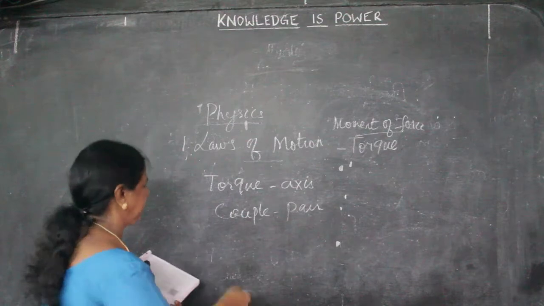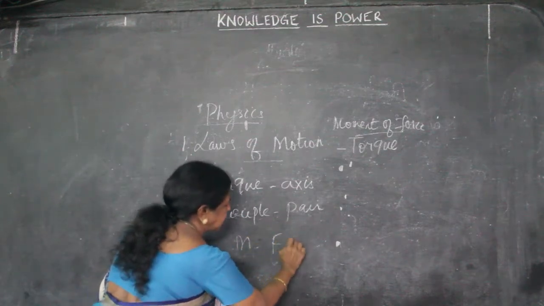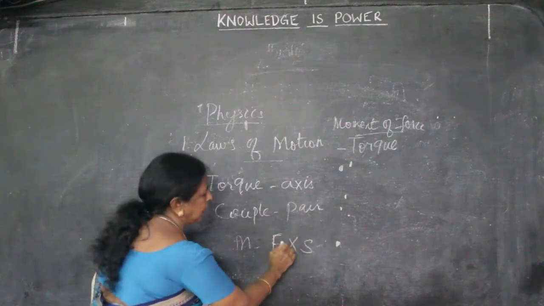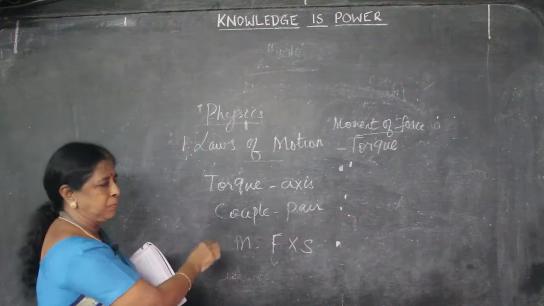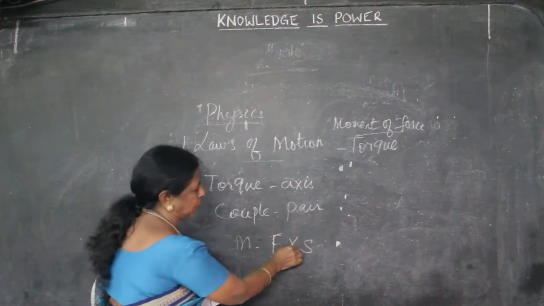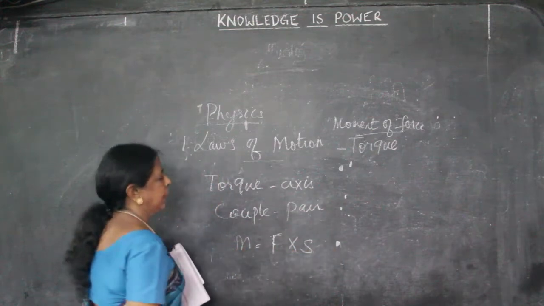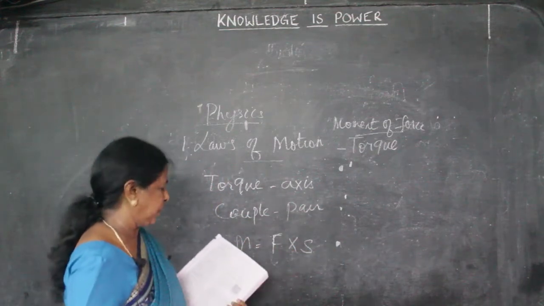In short, the moment of couple is force into S, where S is the displacement. This is the force and displacement. In short we can say moment of couple is nothing but a force acting on a particular object and moving it through a certain distance. This is force into distance, displacement. This is known as the moment of couple.